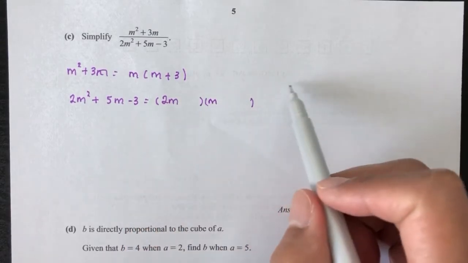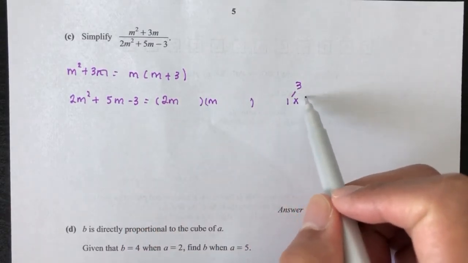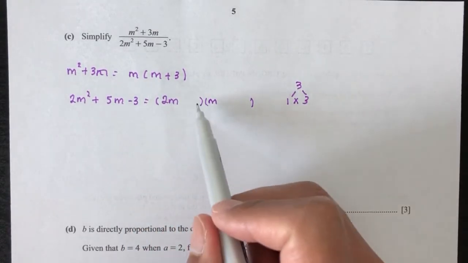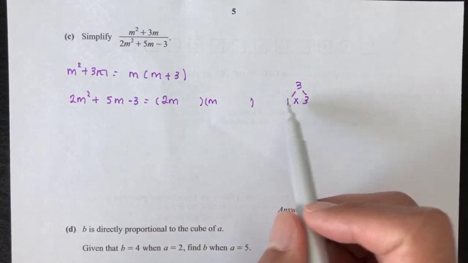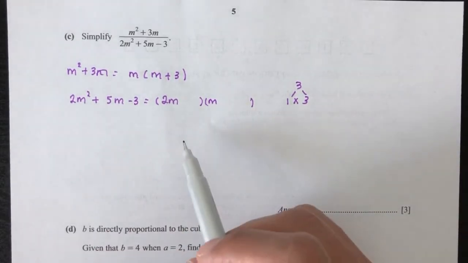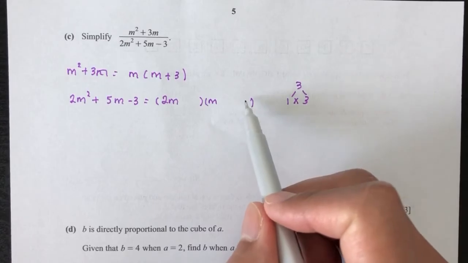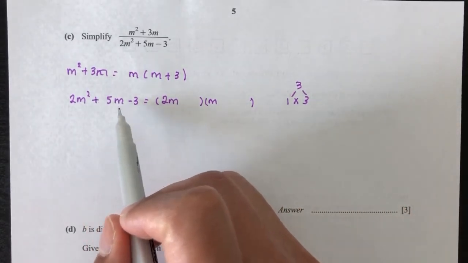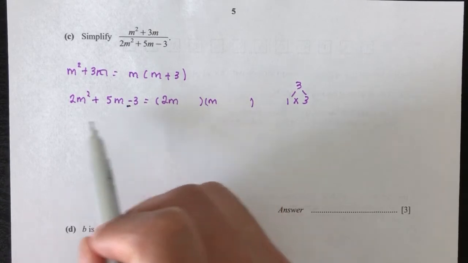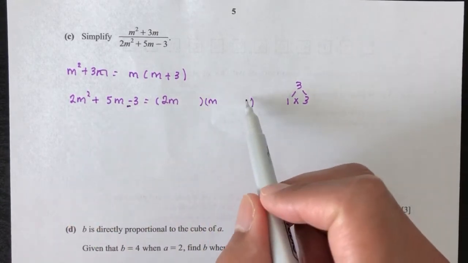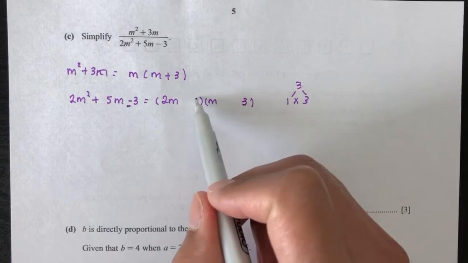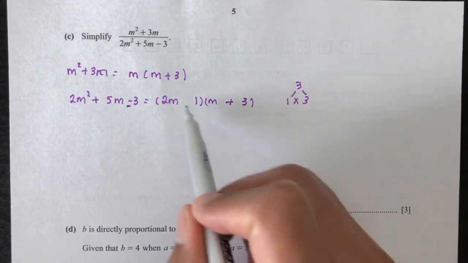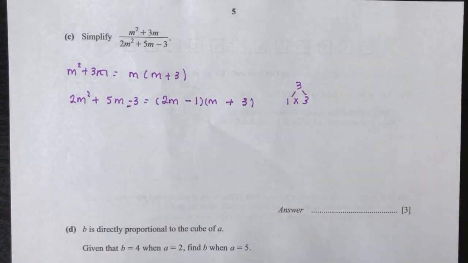Now 3. 3 has factors 1 times 3. So how can we make this 1 times 3 to be equal to 5? So we can do this. It is plus 5 minus 3. So here it is minus sign. So you have to be this one. 3 is here and 1 is here. It has to be plus 6 minus 1.